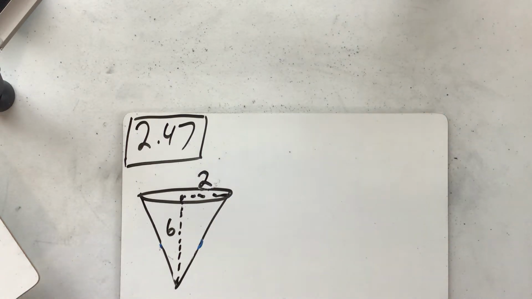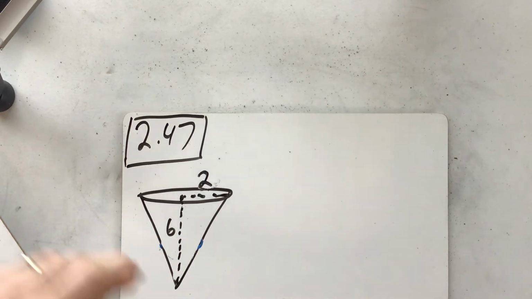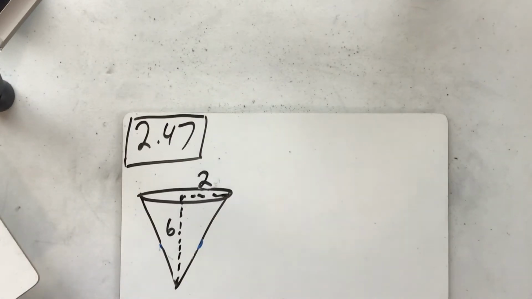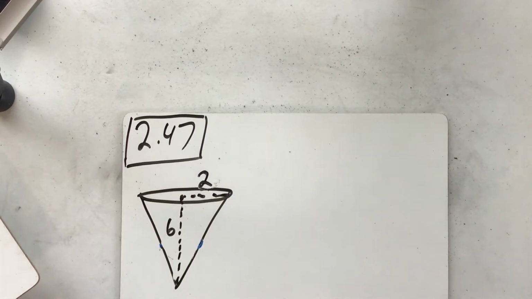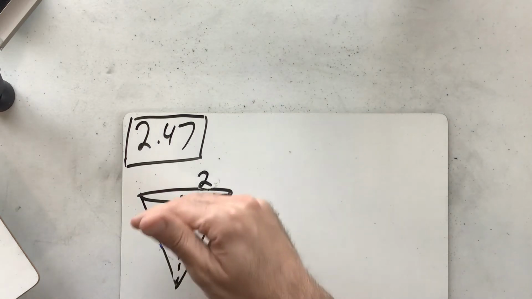Okay, so a tank is shaped like a cone, an upside down cone, and water is being pumped into it. The cone has a height of 6 meters and a radius of 2 meters. The question is, if the water's coming in at a rate of 5 feet cubed per minute, how fast is the water level rising about 5 minutes later?